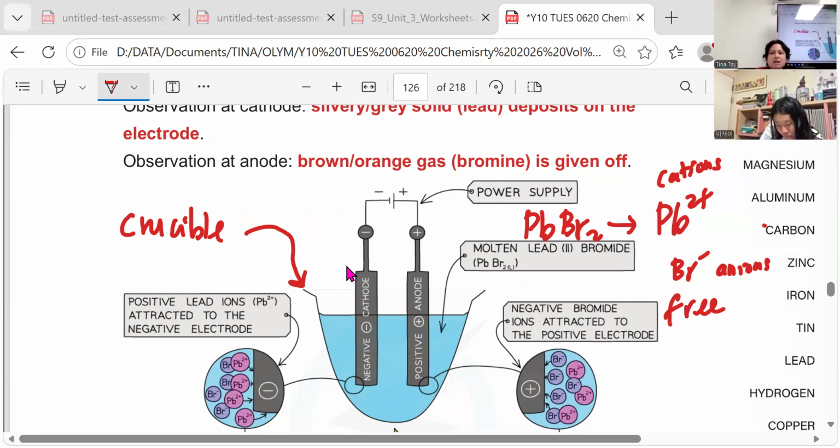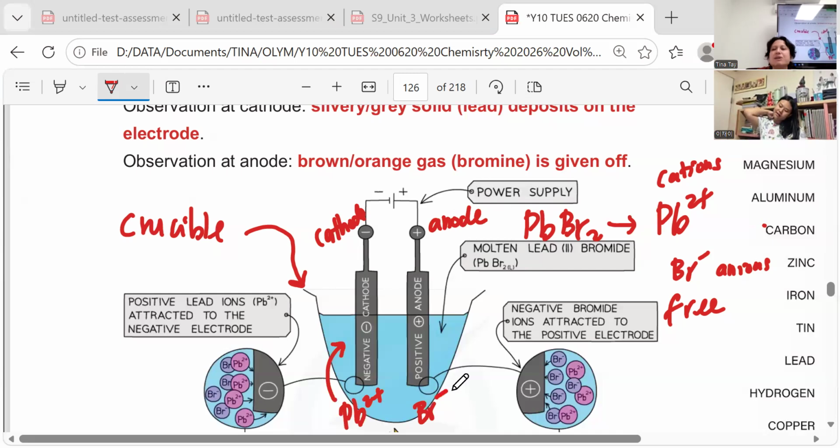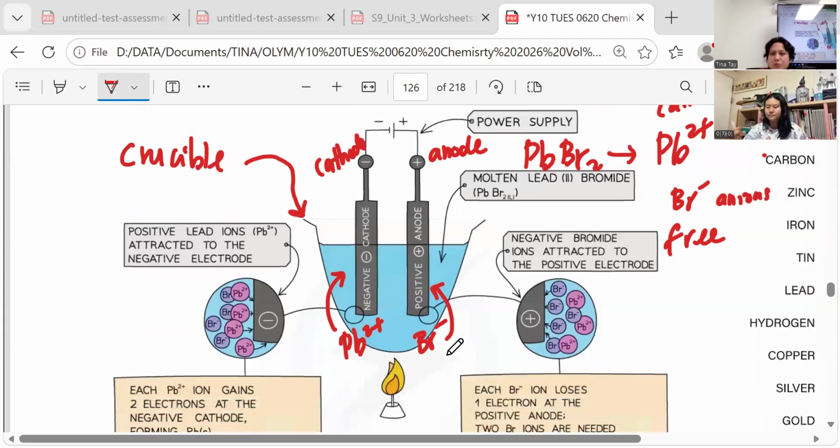Okay? Now, in electrolysis, we must use electricity. So, this is the electricity. The negative terminal is called the cathode, and the positive terminal is called the anode. So what happens is the positive cations will be attracted to the negative cathode. The negative anions will be attracted to the positive anode. Now remember they are molten, so they are freely moving.